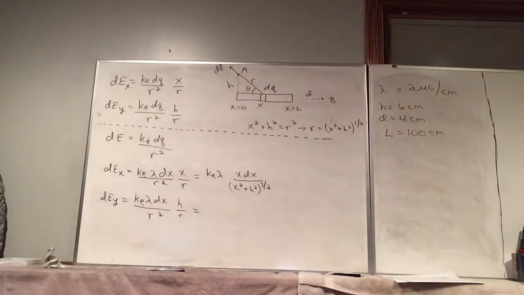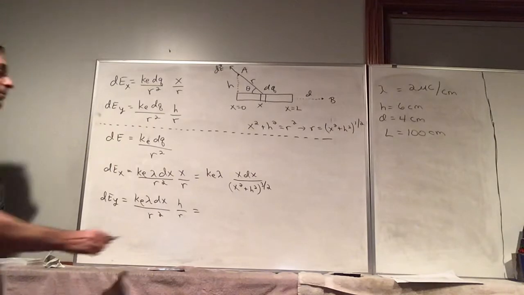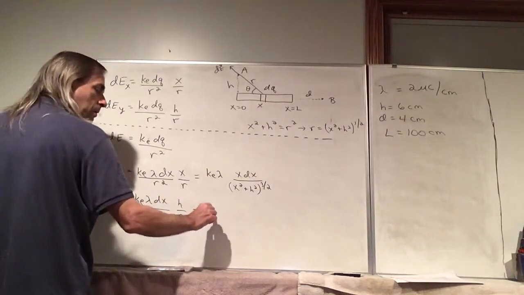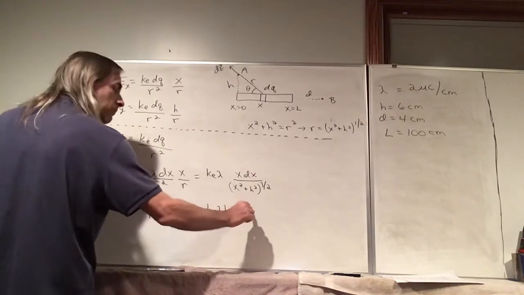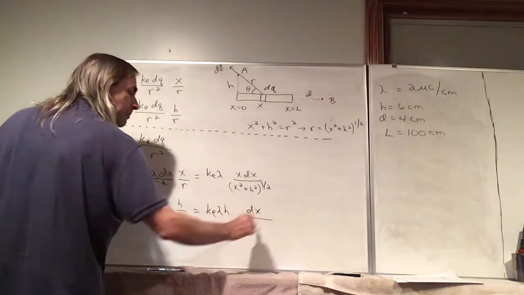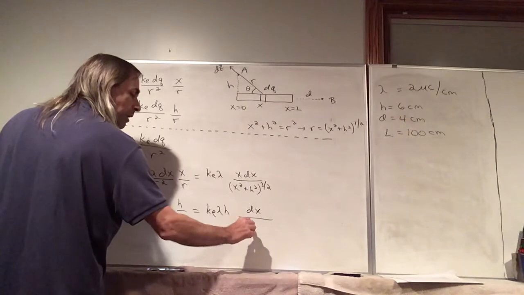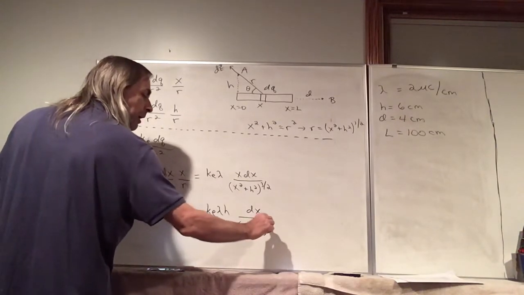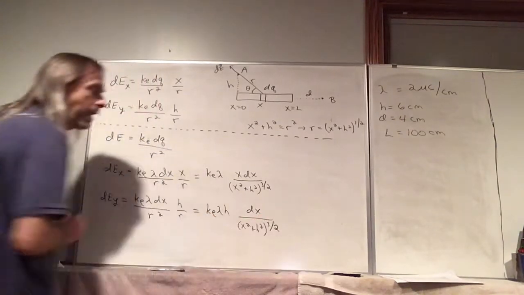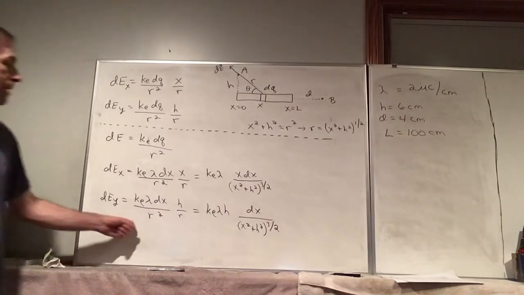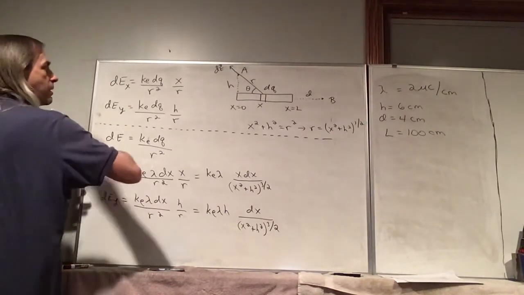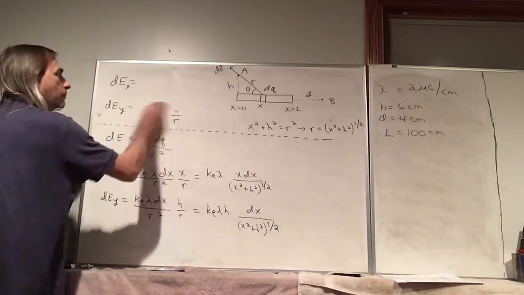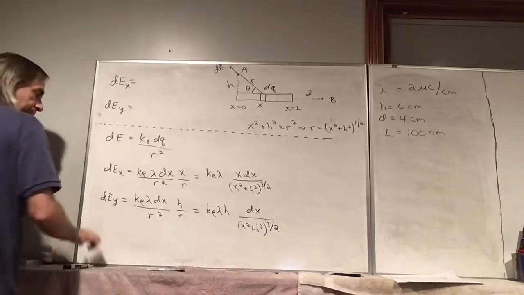And for the y component, we have ke lambda h times dx over x squared plus h squared to the 3/2 power. So yeah, same r cubed on the bottom. And so now let's write our final results up here, and then I'll erase the bottom.